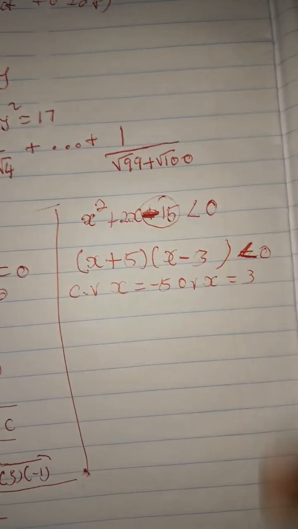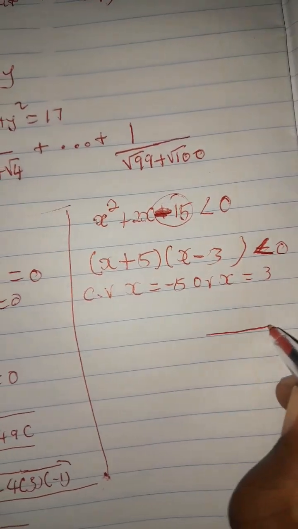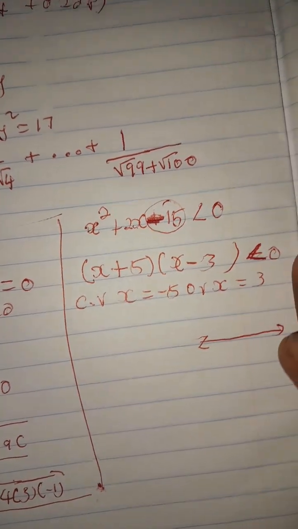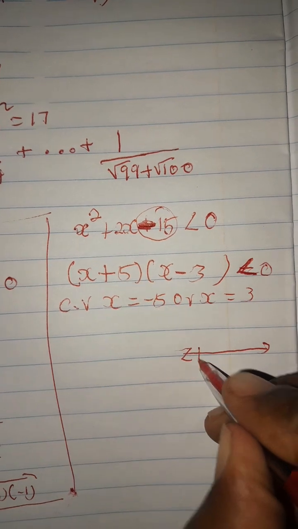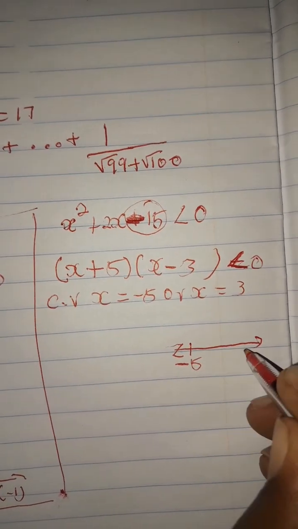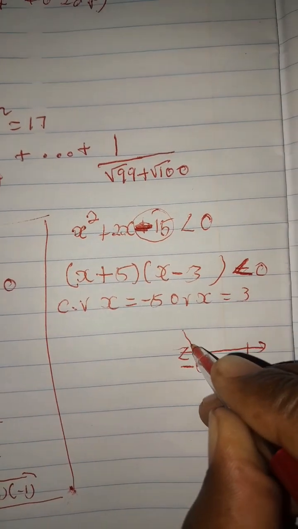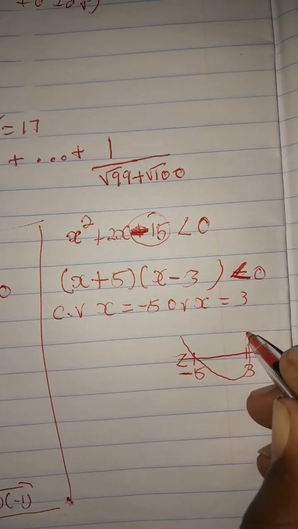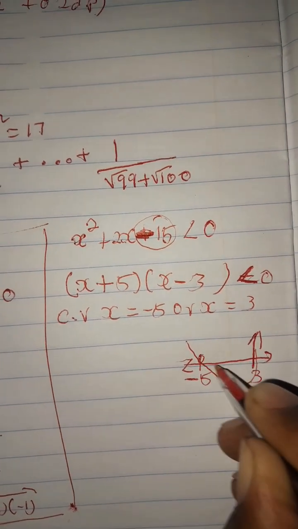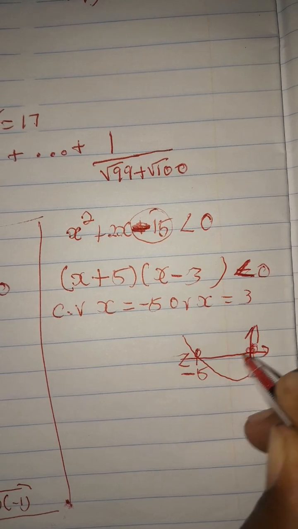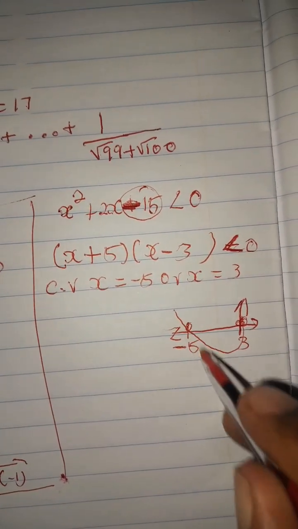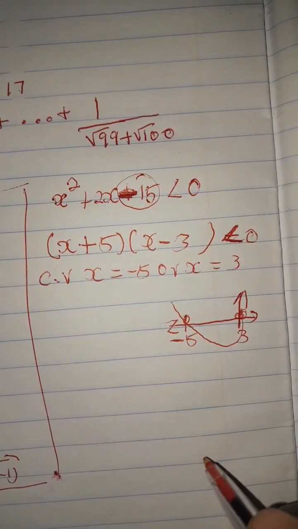Okay, we are not done. Let's put this graphically. Remember this is a graph, this is a quadratic function. So let's place this on a number line. We are going to have -5 as well as 3. Sorry for that, it's positive 3. It's supposed to be white dots because it's an open circle.